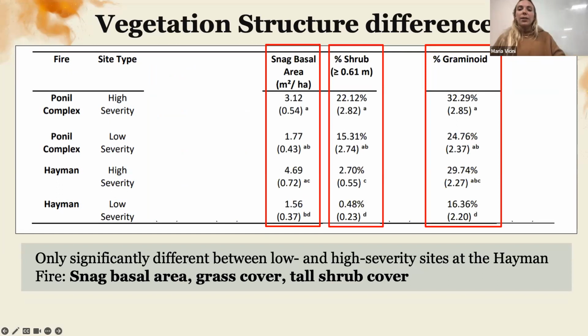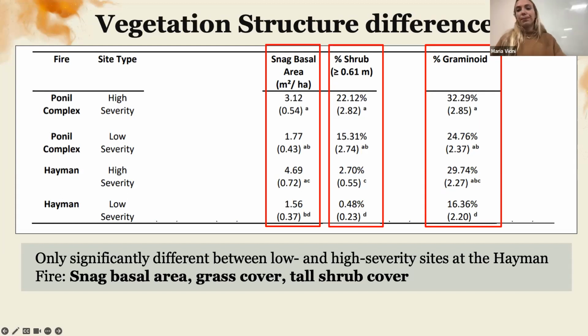Overall, the Hayman fire also had additional significant differences between low and high severity sites for other vegetation variables that were not significantly different between low and high severity sites at Poniel complex fire. So these included snag basal area, which is just standing dead trees, which could be important for birds, which is why I quantified that, percent shrub cover, and then percent grass cover. And I quantified percent shrub cover at least 2 feet or higher to capture that mid layer rather than ground cover shrubs.